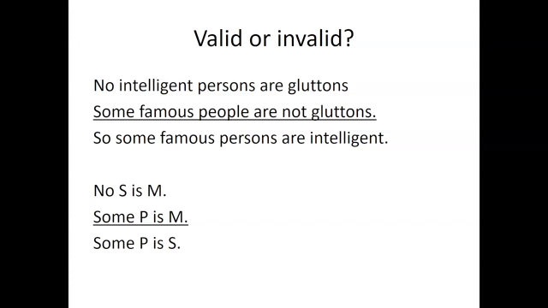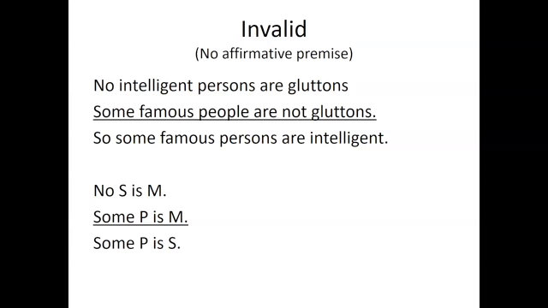Okay. So it says that there must be an affirmative premise. That's the first rule. And here we have two negative premises. There's not an affirmative premise. So this one fails right away, breaks the first rule, no affirmative premise.